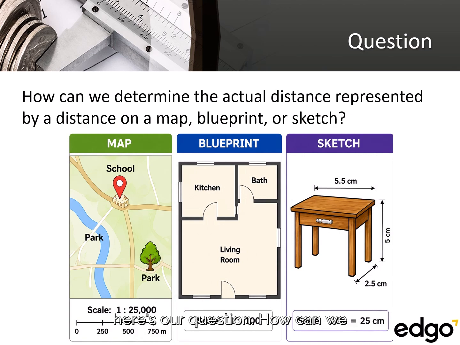So, here's our question. How can we determine the actual distance represented by a distance on a map, blueprint, or sketch? Think about that question first. What information would we need in order to make that conversion?